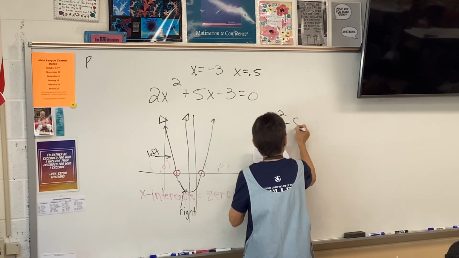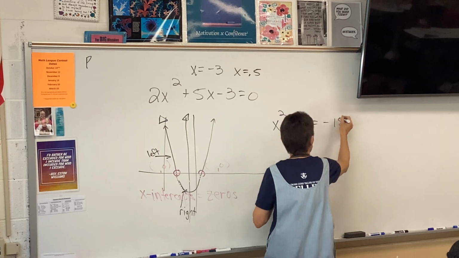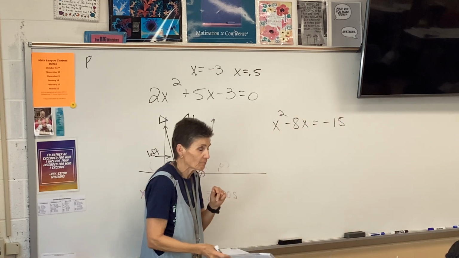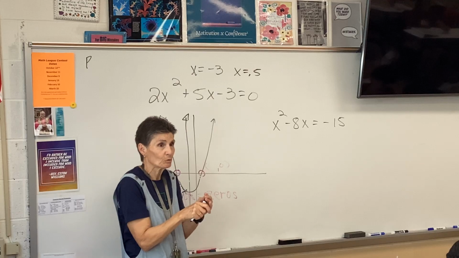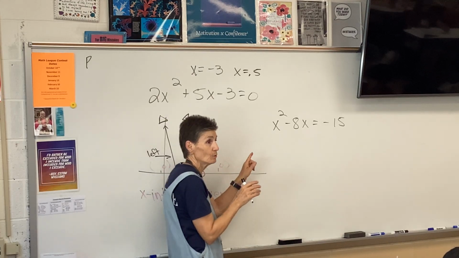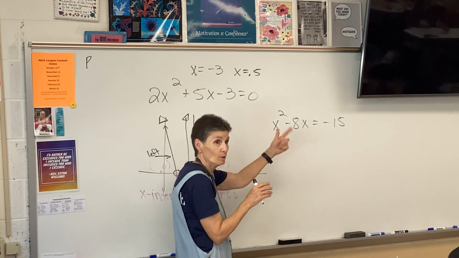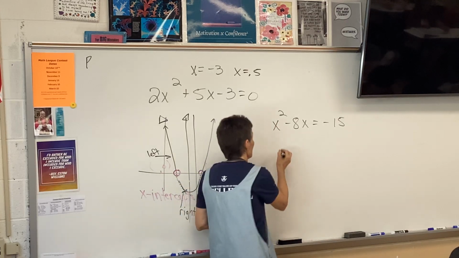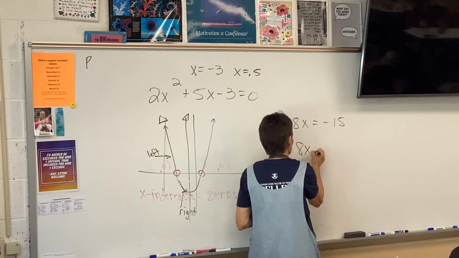X squared minus 8x equals -15. This one's a little bit different. What might we want to do before we start? We might want to move the 15 over. Yeah. So x squared minus 8x plus 15.